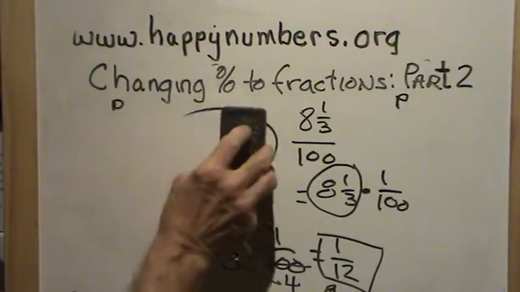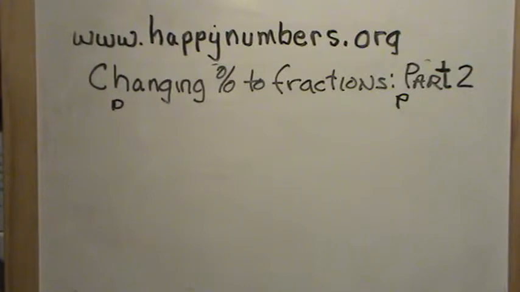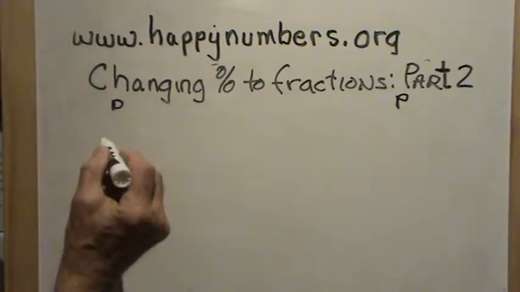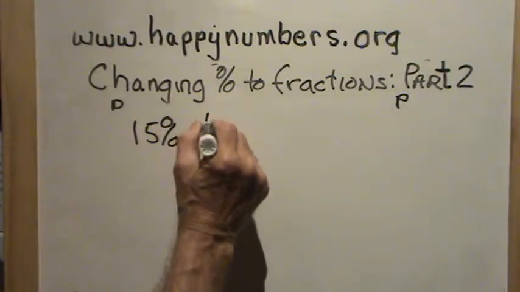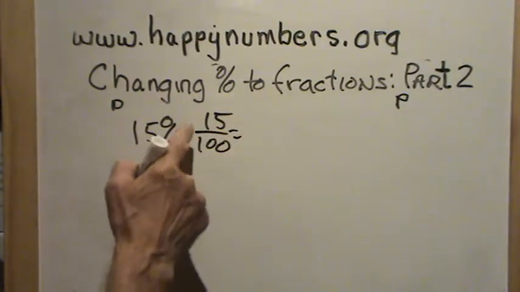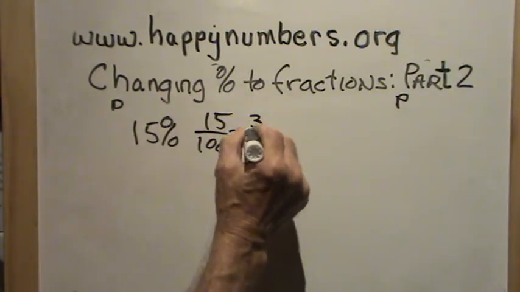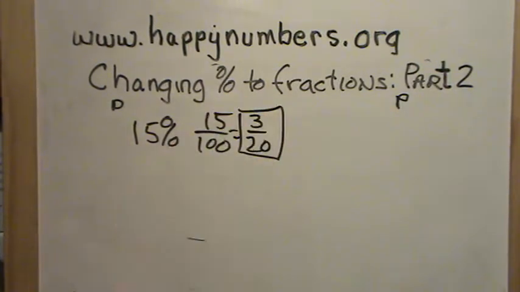Well, okay, quick review of all three ways that we've changed fractions. First, 15%. Here we just wrote 15 over 100. Very simple, and we reduce to lowest terms. 5 goes into 15 3 times. 5 goes into 100 20 times. So that was our first method of changing percents to fractions. Let's take a look at another method.